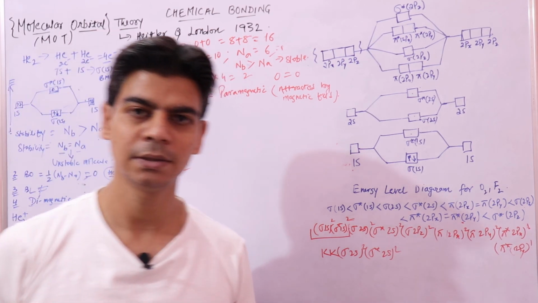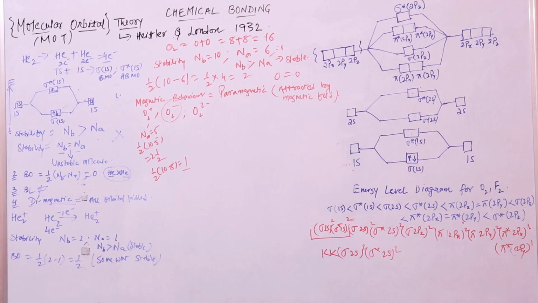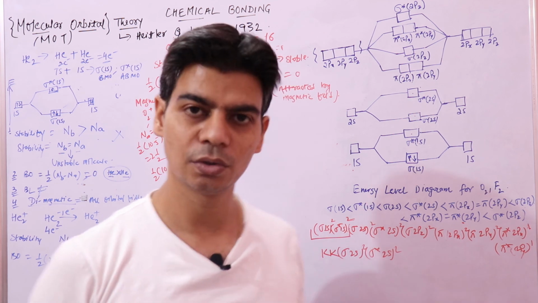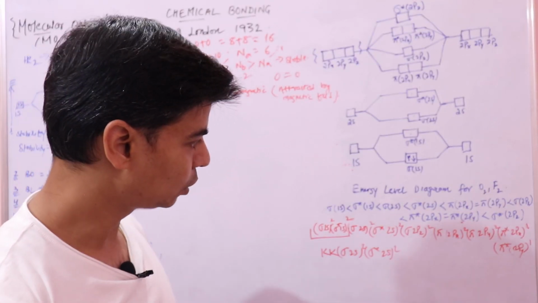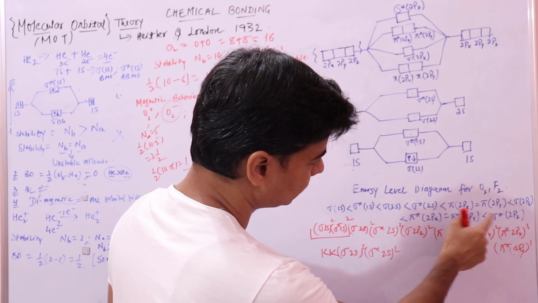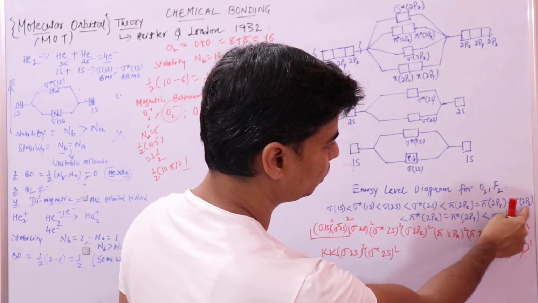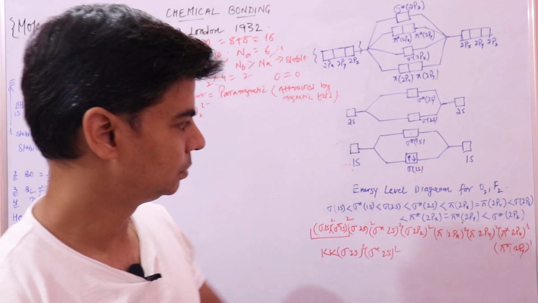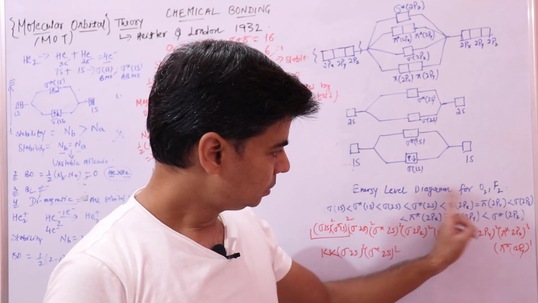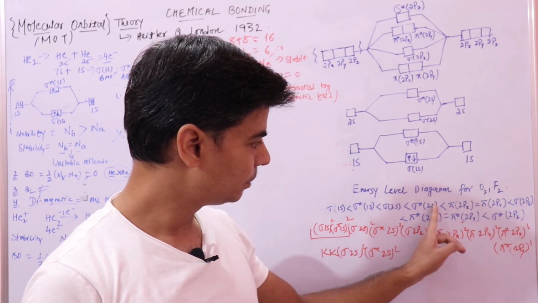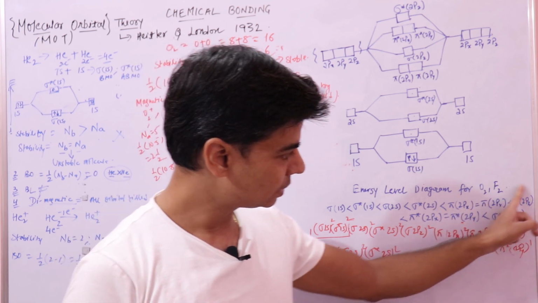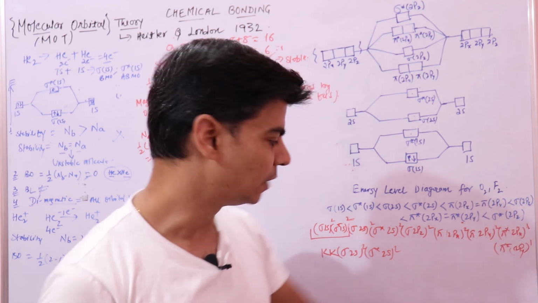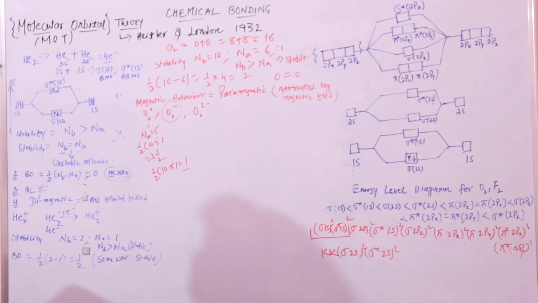So I hope all this is clear. Just know how to write down the electronic configuration. Once you know that, remember one thing: for the oxygen molecule we have taken 2pz before, because this is of lower energy compared to these two, so this will come before. For nitrogen, this has higher energy, so this will go after 2px and 2py. I hope this is clear.